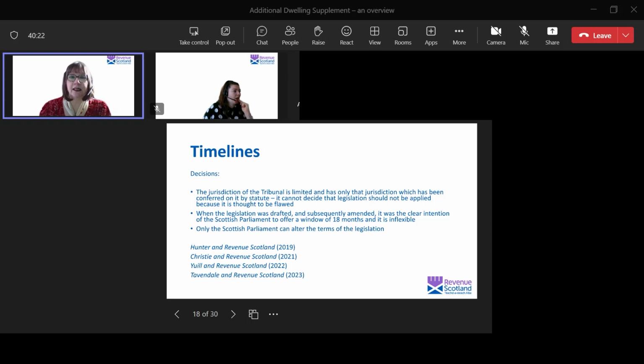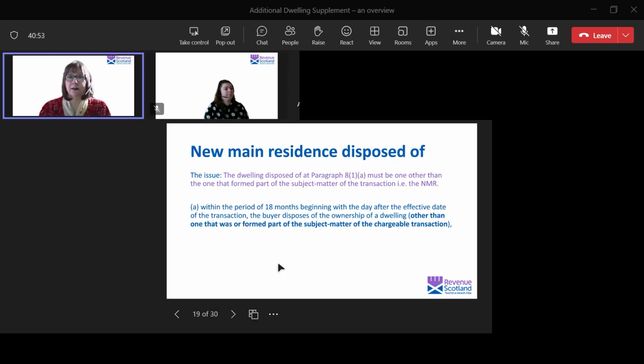You can just move on to the next timelines. So we've had 4 cases that applied to tribunal with regard to the timelines, where disposal was either prior to the effective date or after the effective date, but all 4 were outwith the relevant timelines. And as there are no exceptional circumstances, no wriggle room anywhere, whether for tribunal or for ourselves, to go outwith these times. Just move on to the new main residence. So we've got new main residence disposed of. The dwelling disposed of at paragraph 8A must be one other than the one that formed part of the subject matter of the transaction.